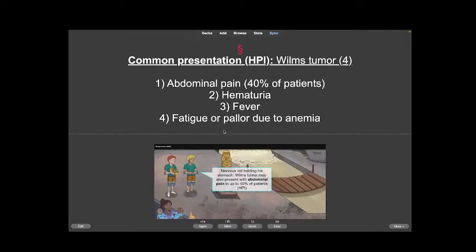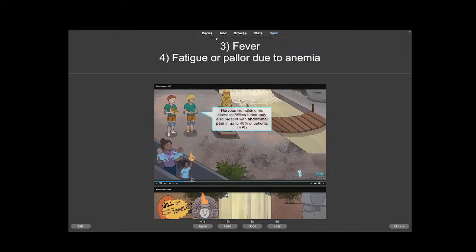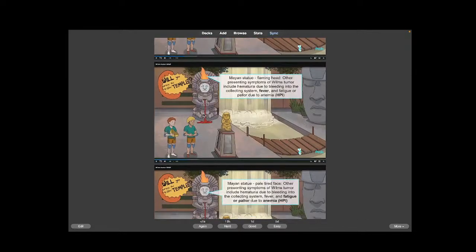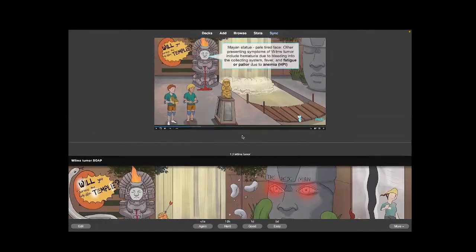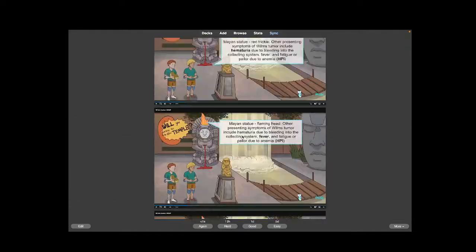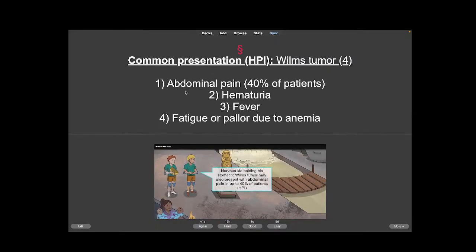Wilms tumor. We're looking at abdominal pain. What's the other thing? Hematuria. What is this? Fever and fatigue. Fatigue, palliative anemia. Abdominal pain, hematuria, fever, fatigue, or pallor and anemia.